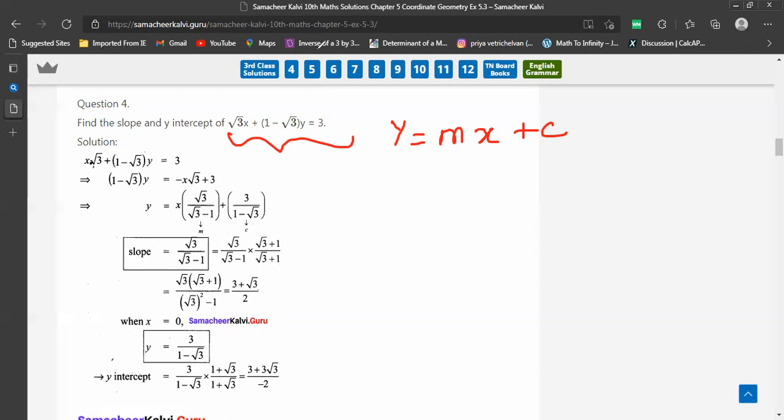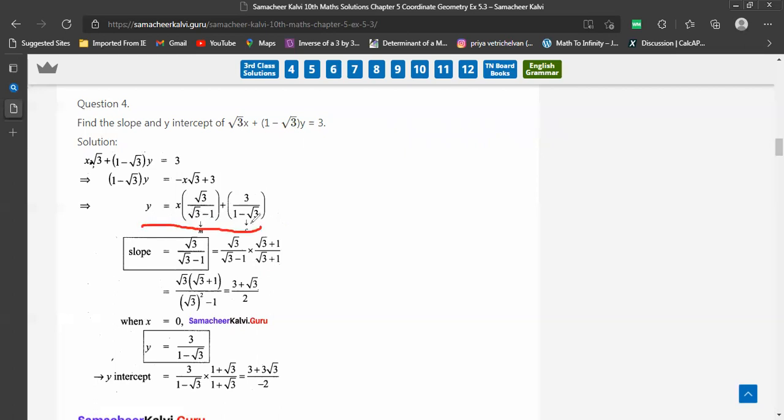Have you got the equation? I got root 3 by root 3 minus 1 into x plus 3 by 1 minus root 3. Okay, you're not getting this? Yeah, I kind of got the same thing, just that x was to the right hand side of that bracket. No problem. No problem. Okay.